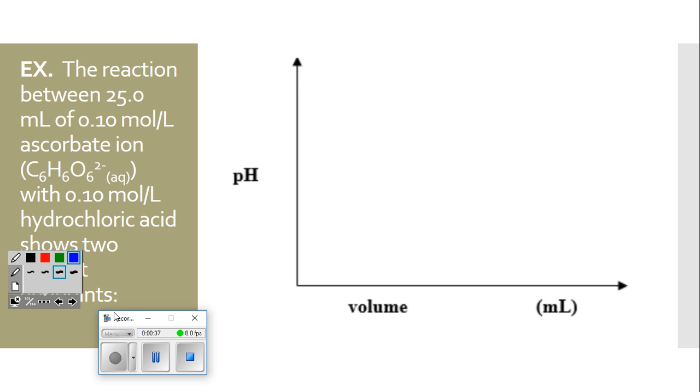The ascorbate ion is a base, so our initial pH would be on the basic side. As we continue to add more and more HCl, which was our titrant, the pH would start to decrease. Now, not a ton at first, because remember at first, there is way more hydroxide than there is hydronium, and it can neutralize it. We would see one endpoint, then another.